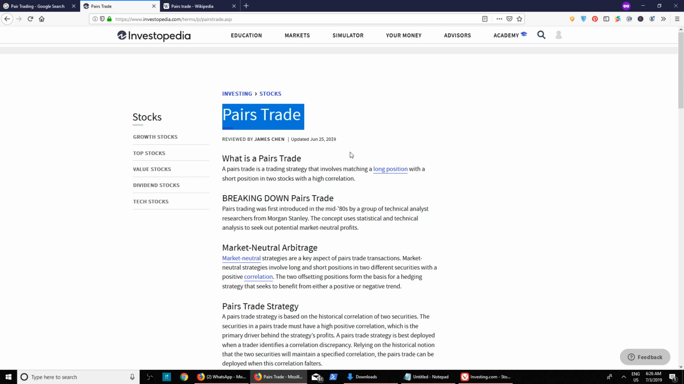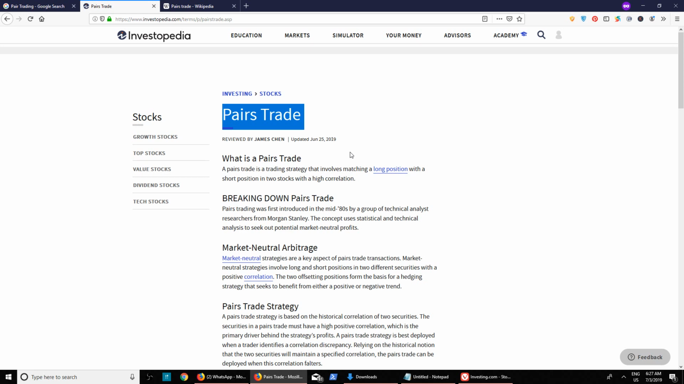So basically, what is a pair trade? A pair trade is a trading strategy that involves matching a long position with a short position, that means matching a buy position and a sell position. It could be positional or intraday, but the two stocks have a high correlation, that means two stocks which move approximately the same way, or perhaps can deviate a little, but usually move in the same direction.